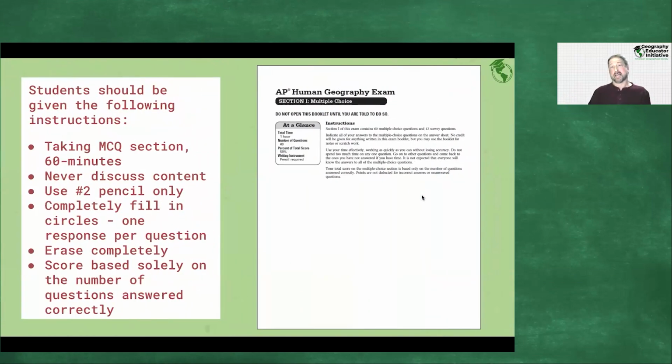Okay, so then they should be given the following instructions, what we think they're going to hear. They're going to be taking the multiple choice section. That will be 60 minutes. They're told to never discuss the content, even during breaks. Use a number 2 pencil only. We talked about this earlier: completely fill in the circles and give one response per question. And like Kevin had said, make sure you answer all the questions. Don't leave anything blank. If they need to, erase completely. That's kind of obvious. And then, of course, the score is based solely on the number of questions answered correctly. So they're going to hear all these things as they go through.